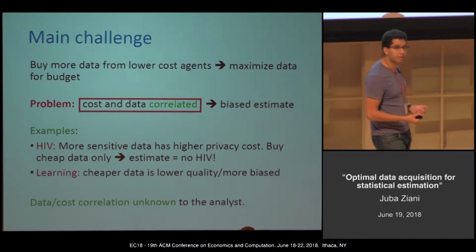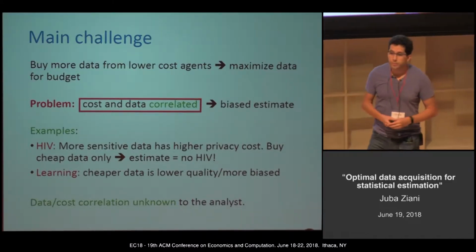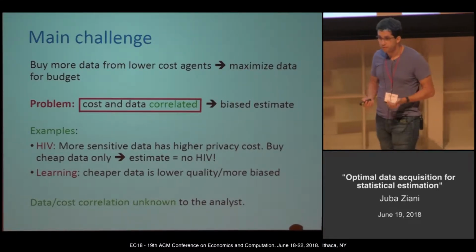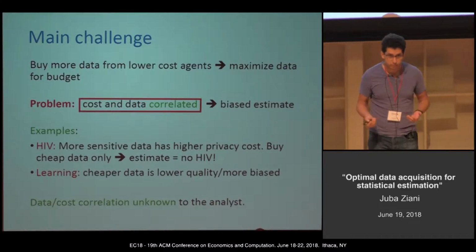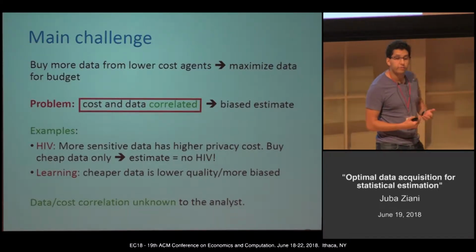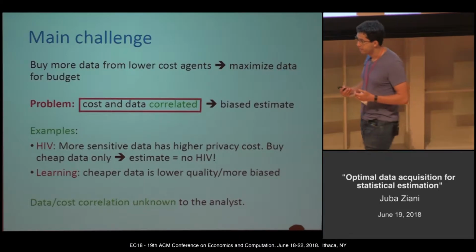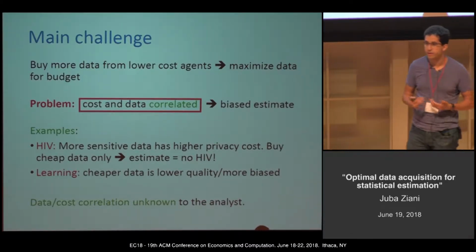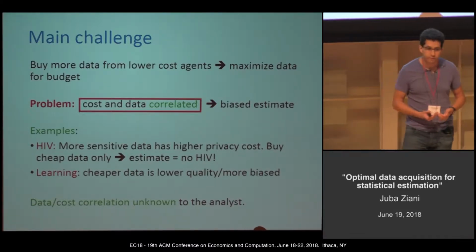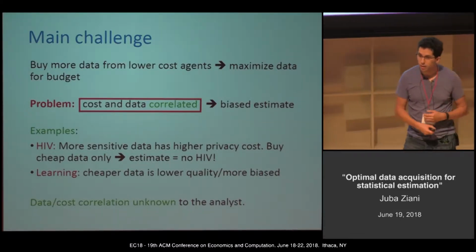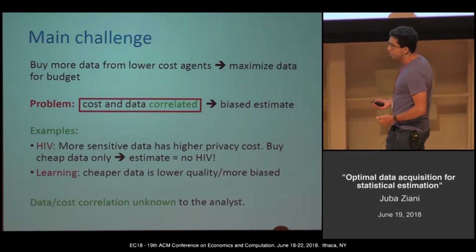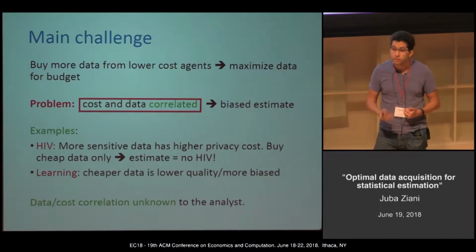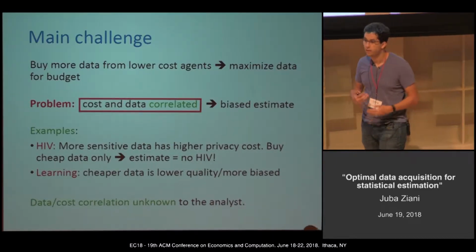So back to the HIV example. People that have more sensitive data, so people that actually have HIV, will have a much higher privacy cost for revealing that information. And what that means is that if you only buy data from the agents that have a very low cost, you're only going to buy data from the people that actually don't have HIV in the population, and your final estimate is going to be really biased. In the learning setting, you could imagine that the cheaper data is lower quality and is going to introduce more bias than higher quality data.